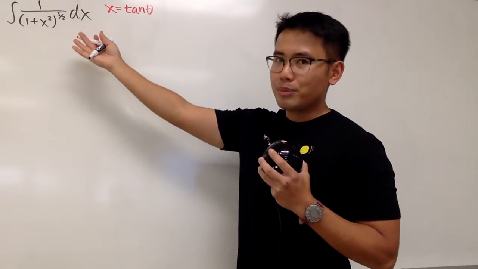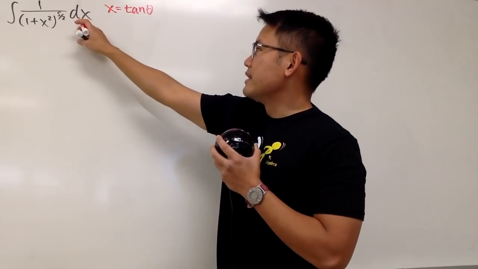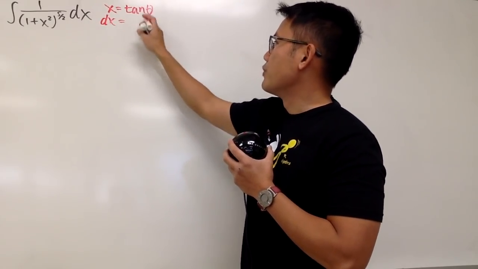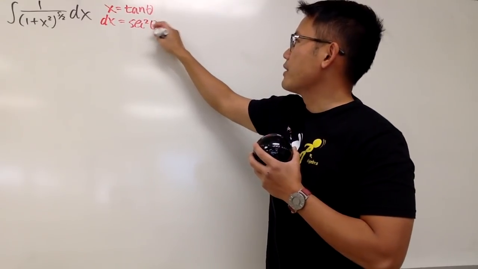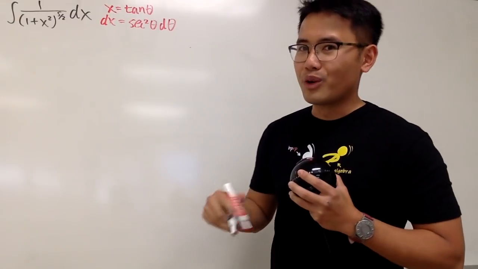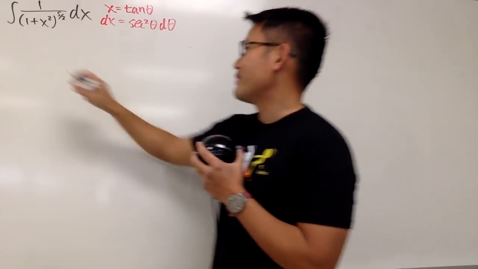But we have to do our usual business. Go ahead, get a dx by looking at this and differentiating both sides. dx is just the derivative of this, which is secant squared theta d theta. Now we can take this into the theta world and we will see how to do that after that.